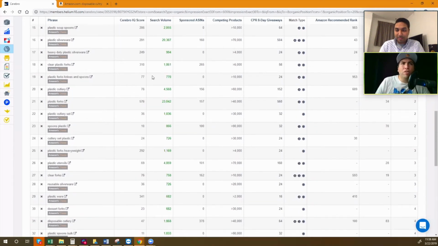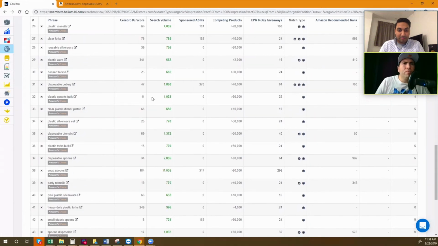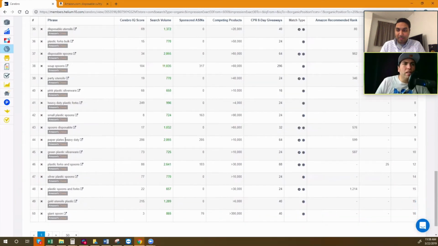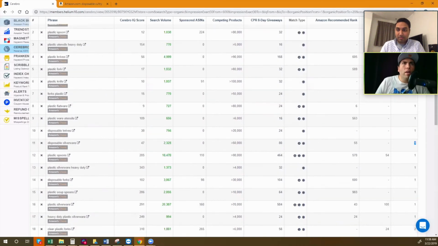And look at even number 2, even position 2. Look at this one. Plastic forks, they're position 2. Reusable silverware, great keyword. They're position 3. Disposable cutlery, I think that was one of the ones that we searched for. They're position 4. I mean, look at how relevant these keywords are. These are driving the sales for this product.